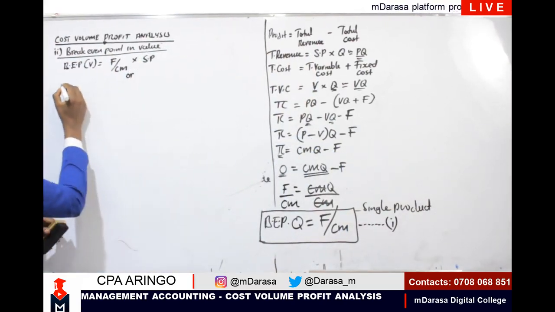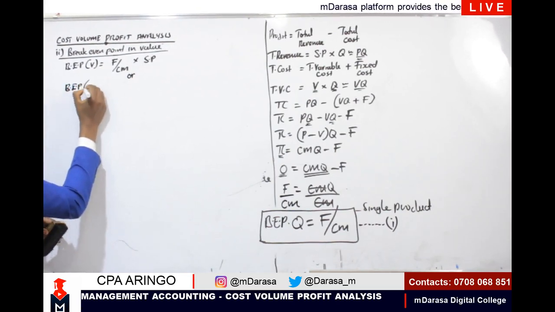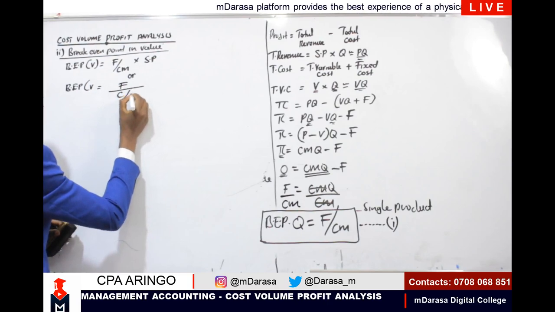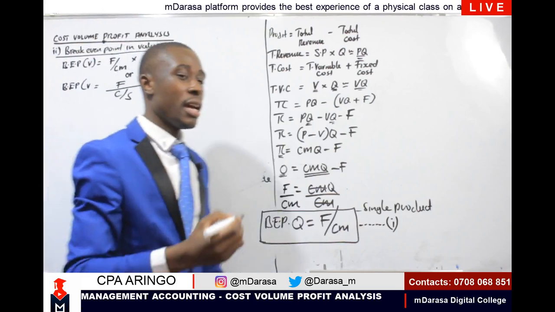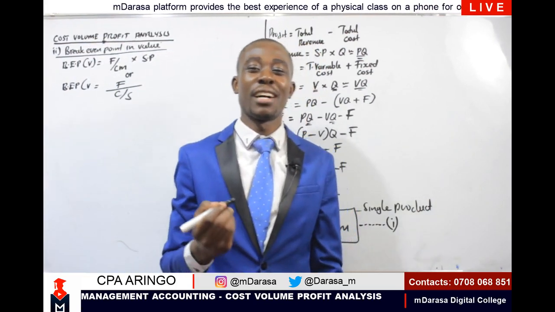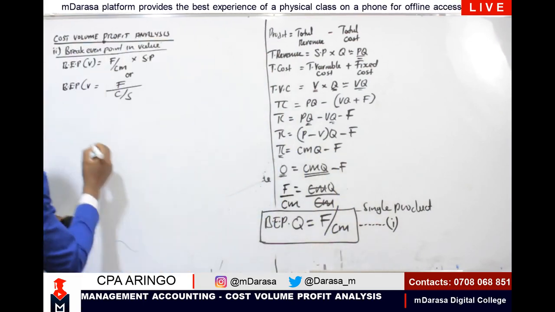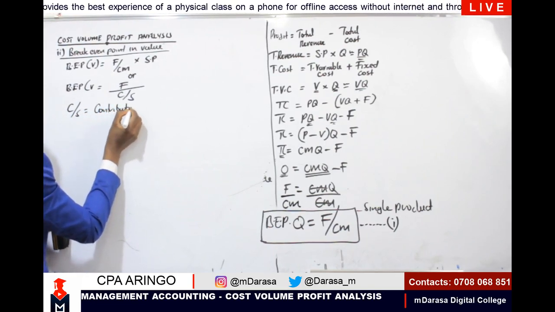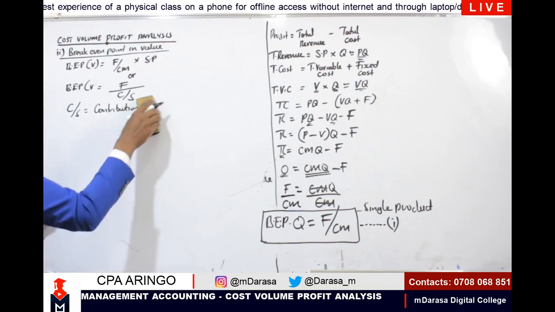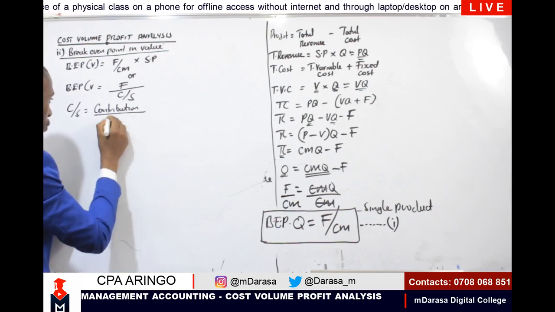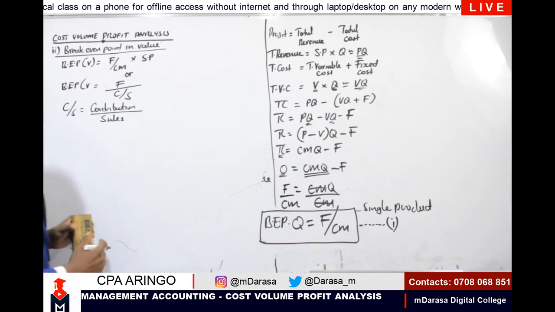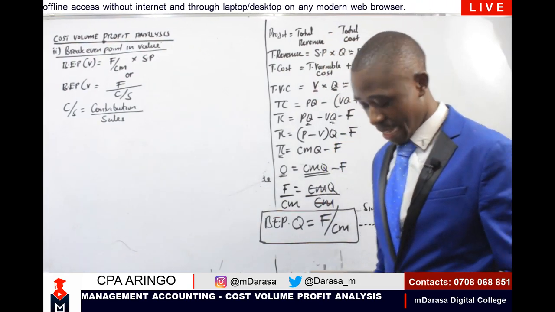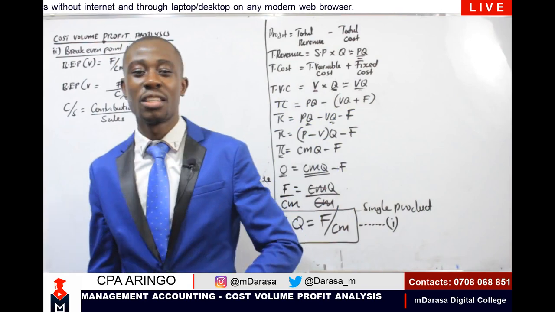Or we can determine our break-even point in value by taking my fixed cost and dividing by the CS ratio. Probably a person will ask, Mwalimu, what is CS? CS in this case stands for contribution to sales ratio. Meaning that we're talking of contribution divided by our sales. That should give us our CS.